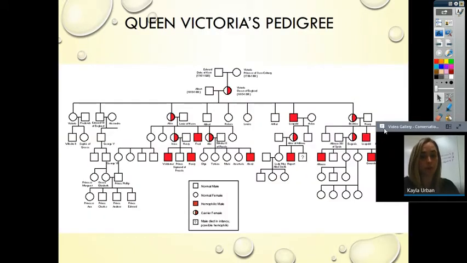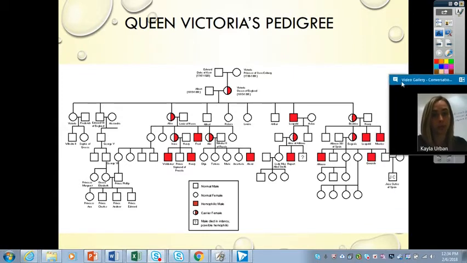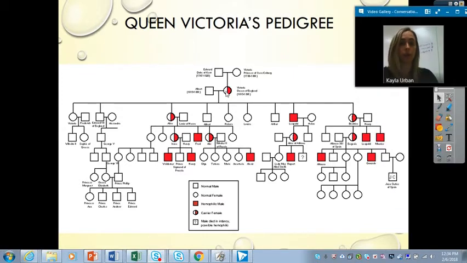This is a bigger version of the pedigree of Queen Victoria's. So you have Queen Victoria right up here. And she married Albert and had 1, 2, 3, 4, 5, 6, 7, 8, 9 children. One of her sons, Leopold, had hemophilia, and two of her daughters, Alice and Beatrice, were carriers for it. Then of her grandchildren, this next row down, she had 4 granddaughters that were carriers, and 3 grandsons who had it.